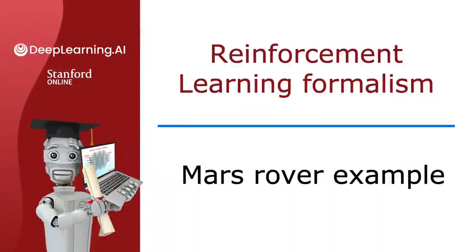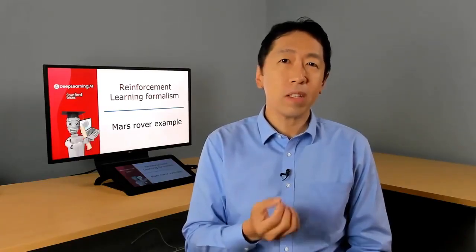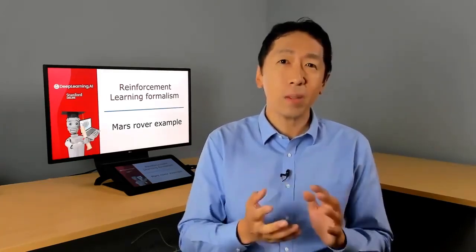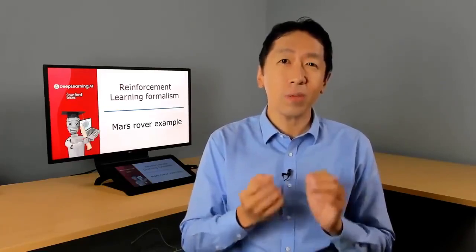To flesh out the reinforcement learning formalism, instead of looking at something as complicated as a helicopter or a robot dog, we're going to use a simplified example that's loosely inspired by the Mars rover. This is adapted from an example due to Stanford professor Emma Brunskill and one of my collaborators, Jagriti Agrawal, who had actually written code that is actually controlling the Mars rover right now. It also helped me talk through and help develop this example.